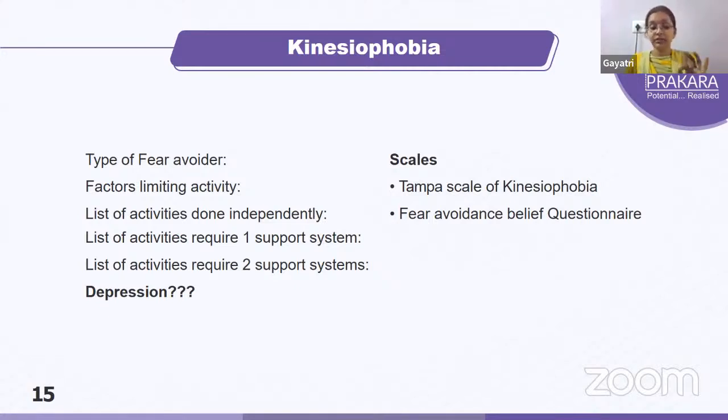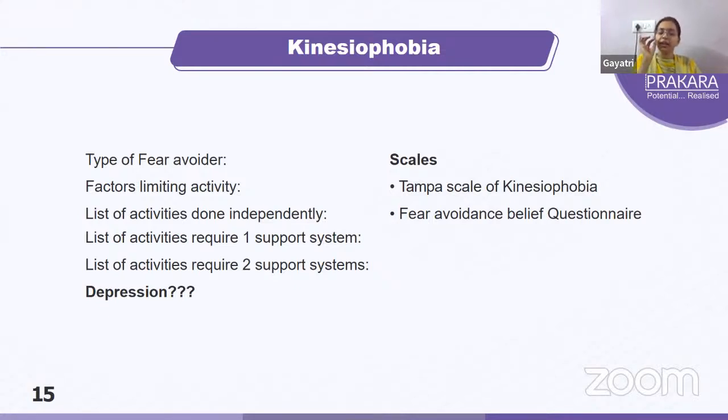What are the factors limiting their activity? Is it only the pain or fear associated with pain, or only fear? Sometimes chronic pain leads to fear. So you should know if the fear is stopping, or if there's really a pain that is stopping. Here you can go for list of activities done independently that requires 1 support system and 2 support systems. The best scales that work here is Tampa scale of kinesiophobia and fear avoidance belief questionnaire. Both of them are very simple questionnaires to fill by the patient themselves.